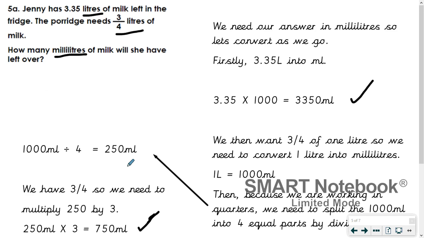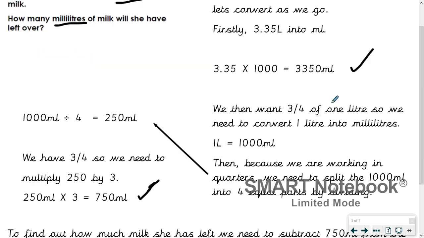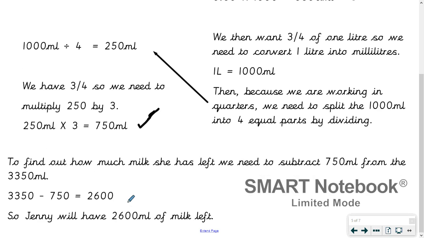I'm going to flick back to the question: how many millilitres will she have left over? This is in millilitres, this is in millilitres, this is what she's got, and this is what she's using. So if you use something, you're taking it away. So we're going to subtract 750 from 3,350, and it gives you 2,600. And because we're already working in millilitres, we can put millilitres on the end of that. And that's how much she's got left.